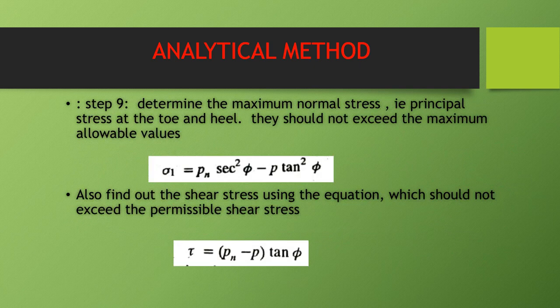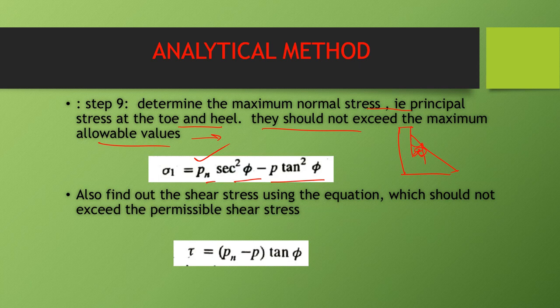Step 9 is to determine the maximum normal stress, that is the principal stress acting at toe and heel, and they should not exceed the maximum allowable values, that is the maximum permissible stress of concrete or whatever material we are using for the gravity dam construction. So we have sigma 1 equal to p_n sec square phi minus p tan square phi, where p_n is the normal stress, and phi is the angle made by the sloping face with the vertical. So this is the angle phi.